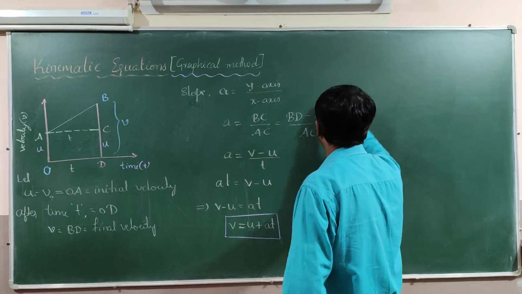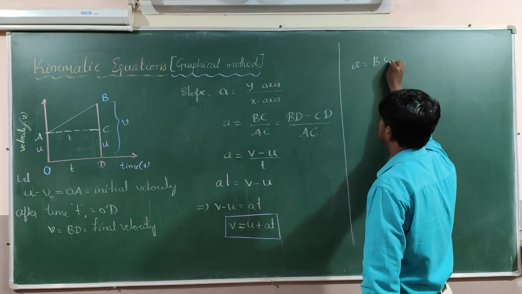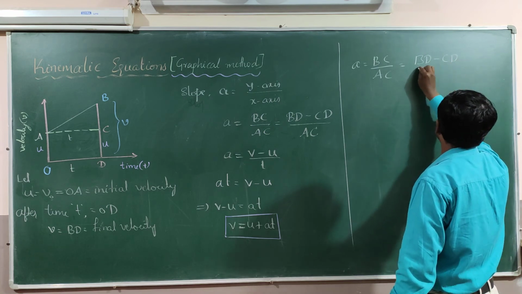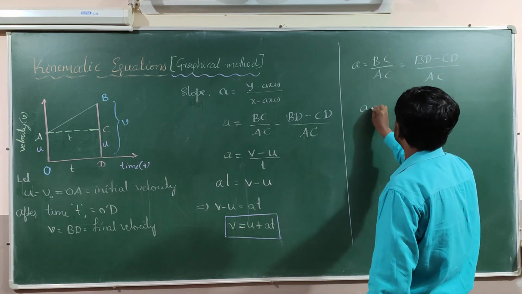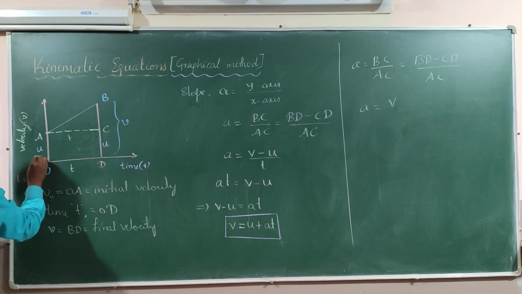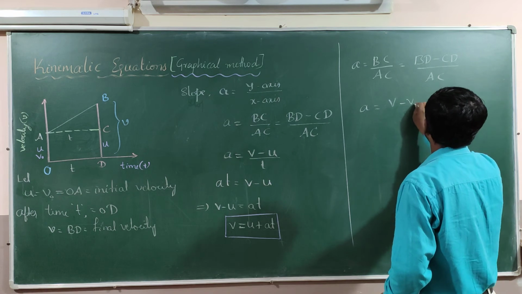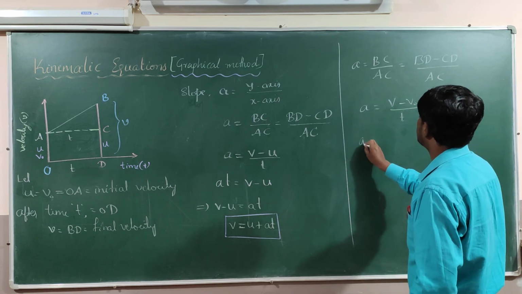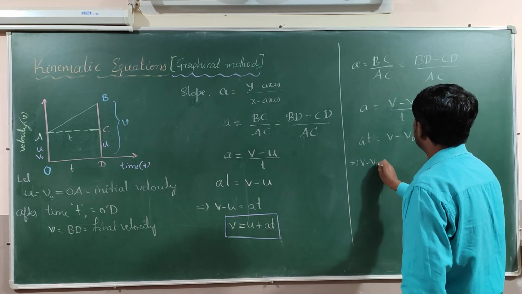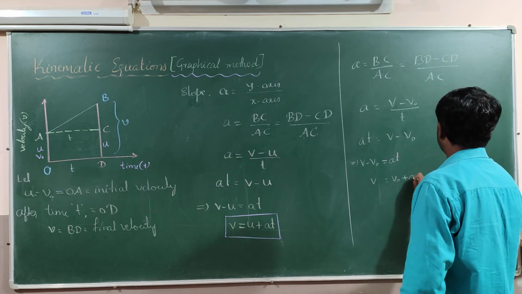Or according to your convenience, I take one more step, only same method. If I rearrange the same equation, A is equal to BC by AC, that is equal to BD minus CD divided by AC. So A is equal to V minus V0 divided by T. In some textbooks, in the place of U they use V0, so let me use V0 only. Take this side, becomes AT is equal to V minus V0. So V minus V0 is equal to AT, that is V equal to V0 plus AT.